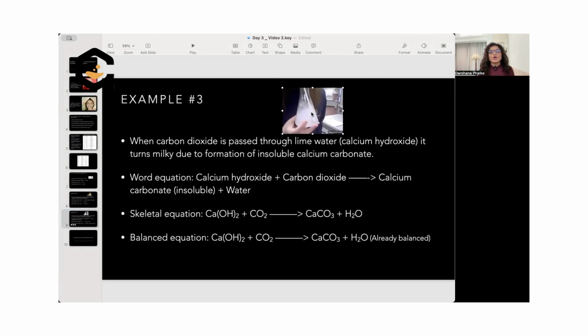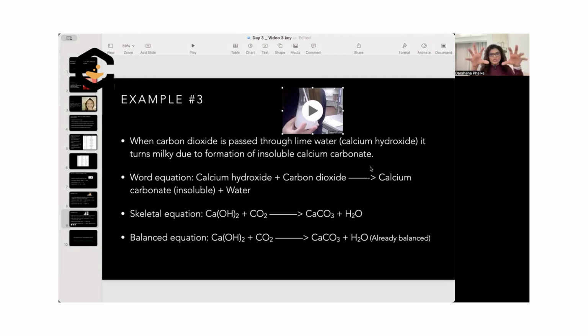So there is a slightly transparent lime water solution. When you blow carbon dioxide into it, it turns the solution milky. Carbon dioxide when passed through lime water, which is a little bit translucent, not completely opaque, turns the whole solution milky, because there is a formation of insoluble calcium carbonate.